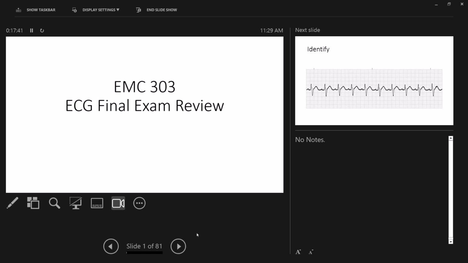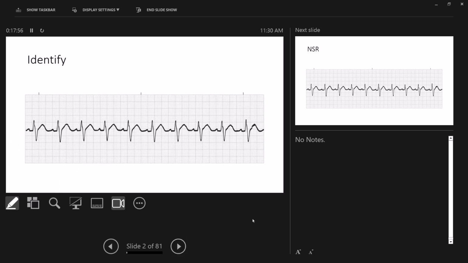All right. So what we're going to do is go through this, and I'm recording the lecture so you can go back and take a look at it as well. Let me get my little highlighter here in case I need it. Whether you see hash marks or not at the top, if you see hash marks, count within the hash marks. If there are no hash marks, it is considered to be a 6-second strip.